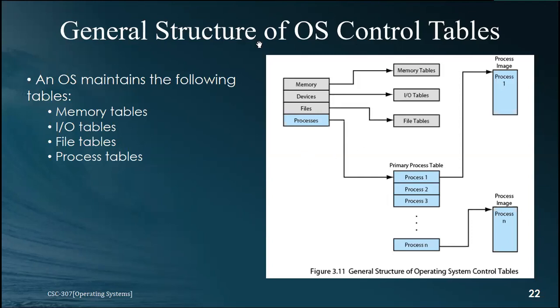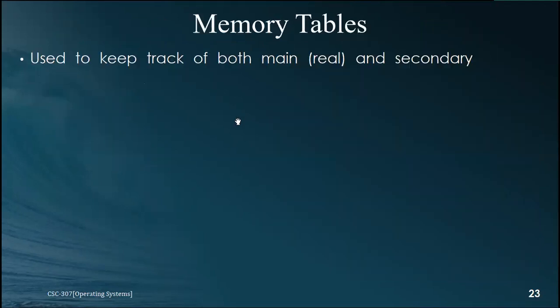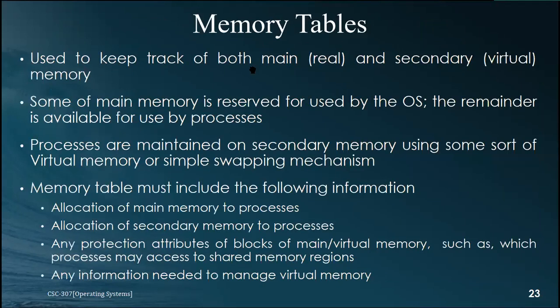So now, as I was saying, we have these basic 4 types of table: memory table, IO table, file table, and process table. What does the memory table do? As you can understand from the definition, it keeps track of all the memory. It can be main memory, it can be secondary memory. So it keeps track of all the memory.